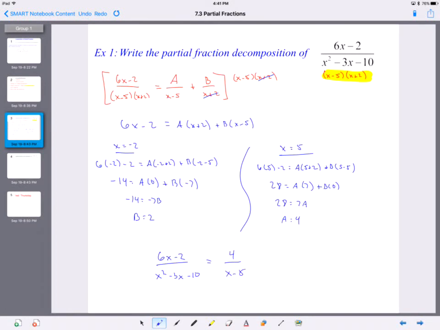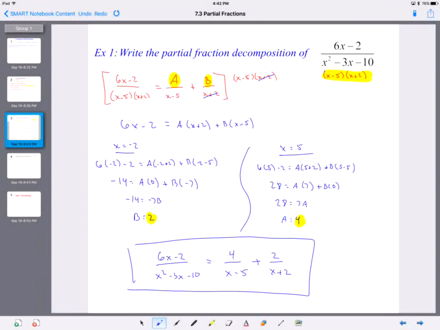And I'm going right back to this. I'm plugging in a and I'm plugging in b. So 4 over x minus 5 plus b, and that's 2 over x plus 2. So when you're done, I should see that whole thing right there. Okay, so we've created the partial fraction that gave us the rational expression. And that's all you need to do for this lesson.